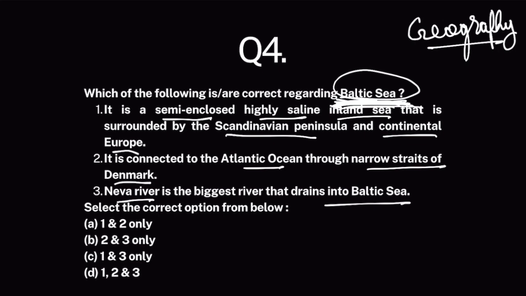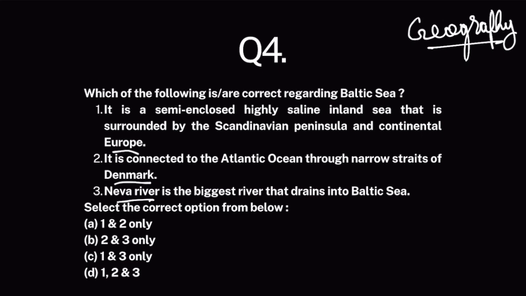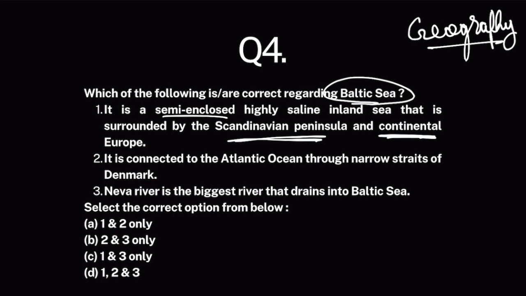Now, what is the Baltic Sea? It is definitely a semi-enclosed sea, okay? And it is surrounded by the Scandinavian Peninsula. The Scandinavian Peninsula has countries like Norway, Sweden, Finland that arise from Europe, okay? So the Scandinavian Peninsula and continental Europe. The area between these two places is full of waters called the Baltic Sea. Now it is semi-enclosed because it is connected to the Atlantic Ocean through very narrow straits around Denmark. Okay, so that is true. So it is connected to the Atlantic Ocean through narrow straits of Denmark, yes.